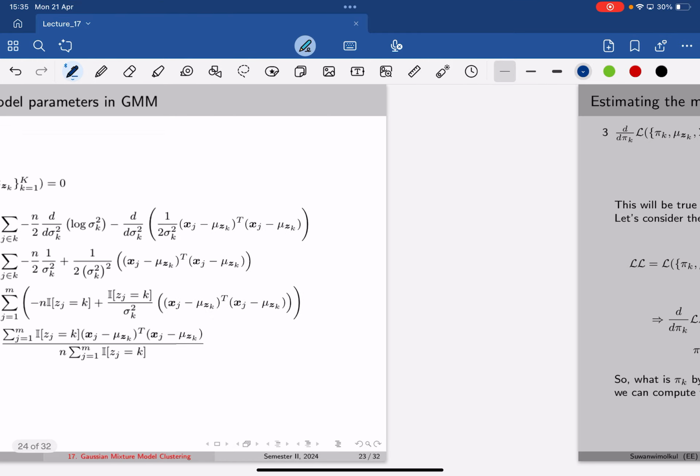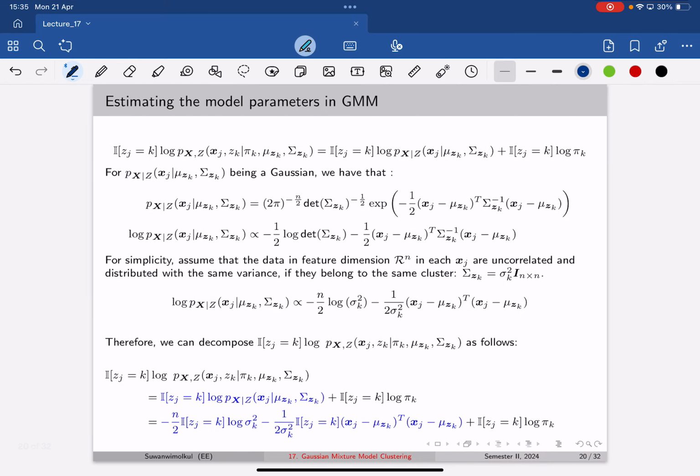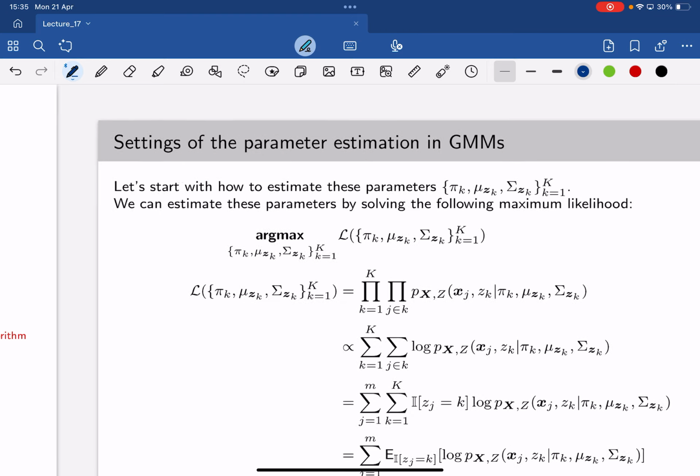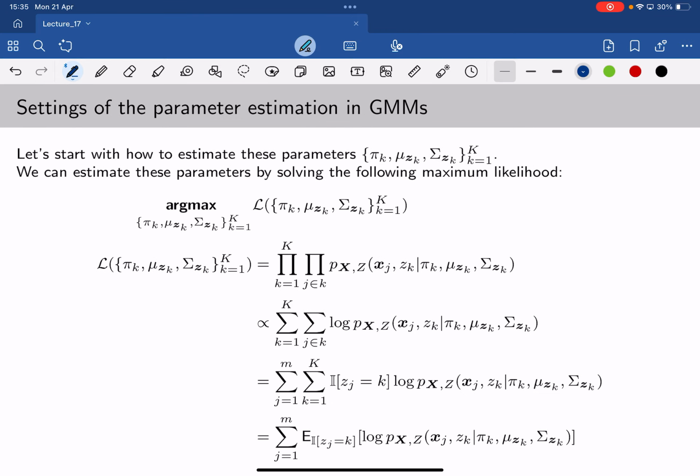Okay, so let's go to the beginning. Right in the beginning of everything in Gaussian mixture model, if we can just estimate the model parameters in Gaussian mixture model, that is pi k, mu k, and sigma k directly, there's nothing else you need to do. You only need to find a closed form formulation to update these model parameters, and that's it.